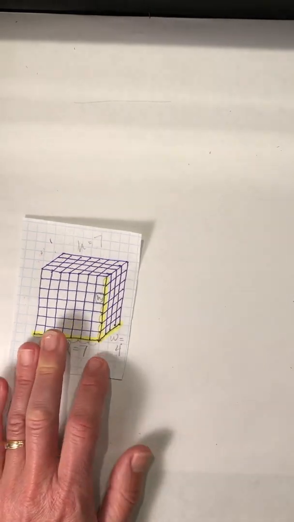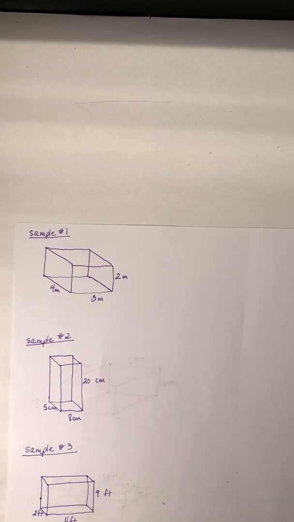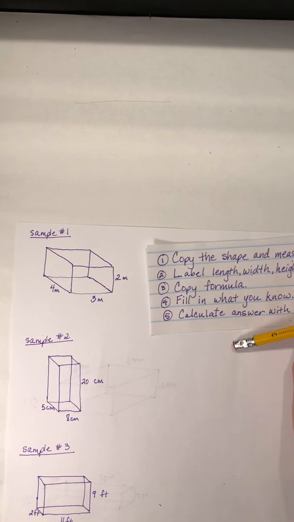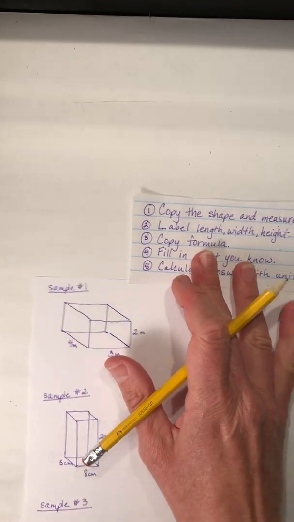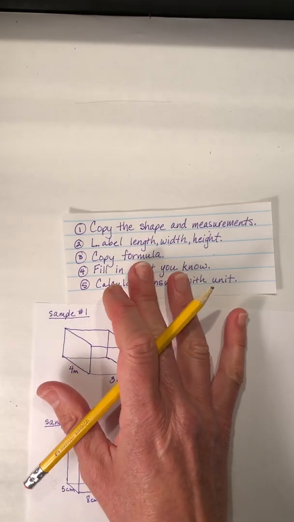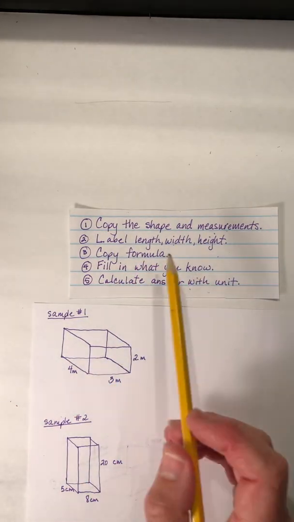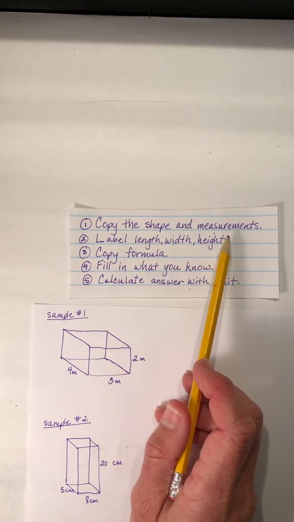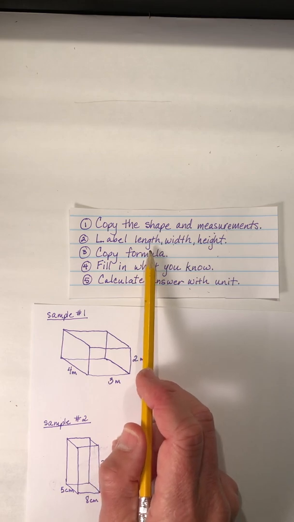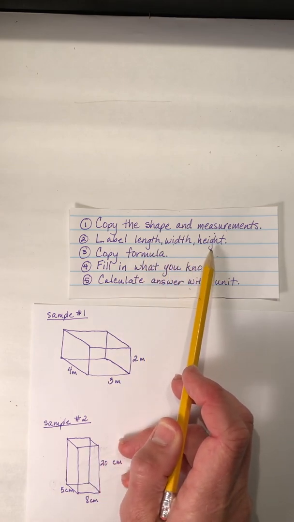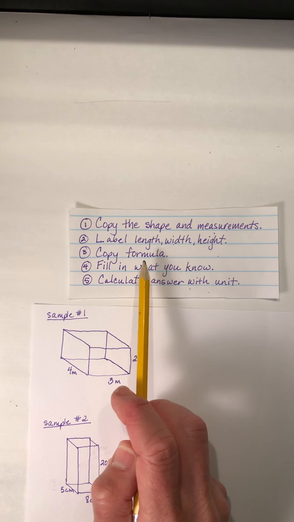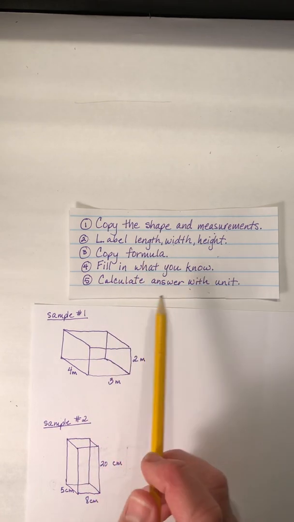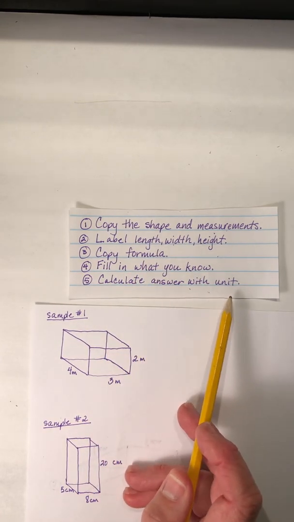Okay, so let's start with some diagrams now. And I won't be asking you to count cubes anymore, thank goodness. We're just going to be using the formula. So let's take a look at the steps that we need to use to be careful formula users. So the first thing you're going to be doing is copying the shape and the measurements. You're going to label the length, the width, and the height. Then you're going to copy down the formula. You will fill in what you know, and then you will calculate the answer with a unit.